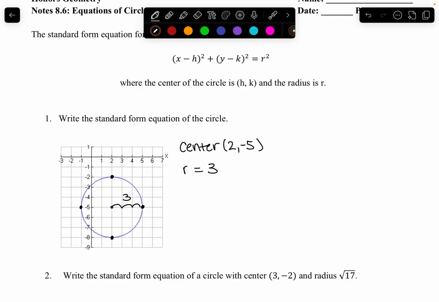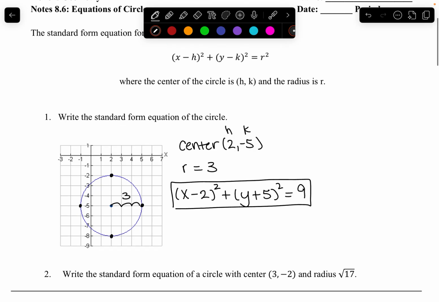So then what I do is I plug in 2 for h, -5 for k, and then my r, which is 3, becomes r squared. So my equation will be (x minus 2) squared plus (y plus 5) squared equals 9, because that is r squared.